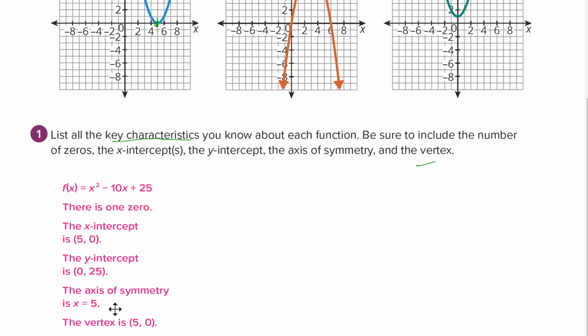All right, that was a lot, but I want you to do the red and the greenish graph over here. Do them by yourself. So pause the video and do those 2 other parts to number 1. Go.